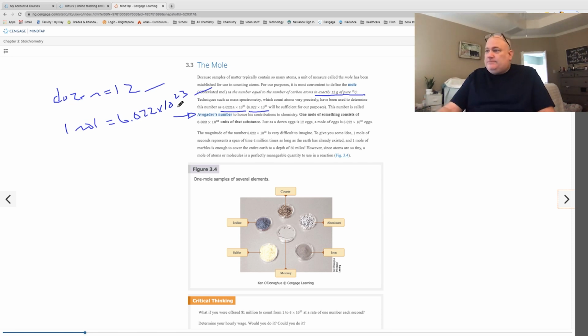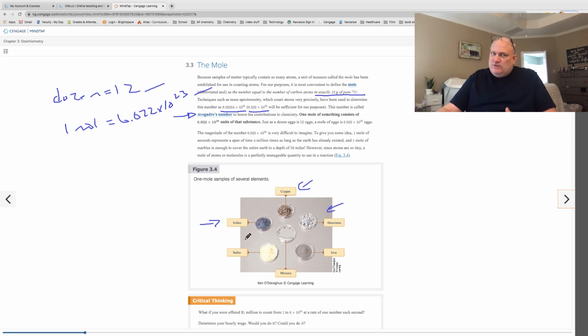Now, we talked last year about how huge that number is, and they say 1 million seconds represents a span of 4 million times as long as the Earth has already existed. 1 mole of marble is enough to cover the Earth to a depth of 50 miles. That's crazy. But it also should give you an idea of how small atoms are when you take a look at these, that these are 1 mole of each of these things. And these are just petri dishes. So get an idea of this.